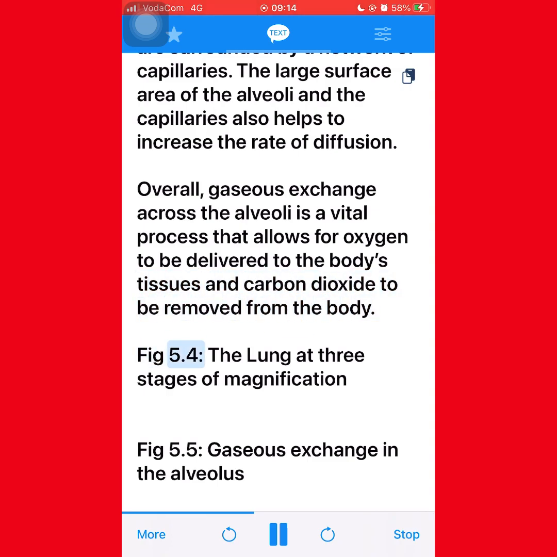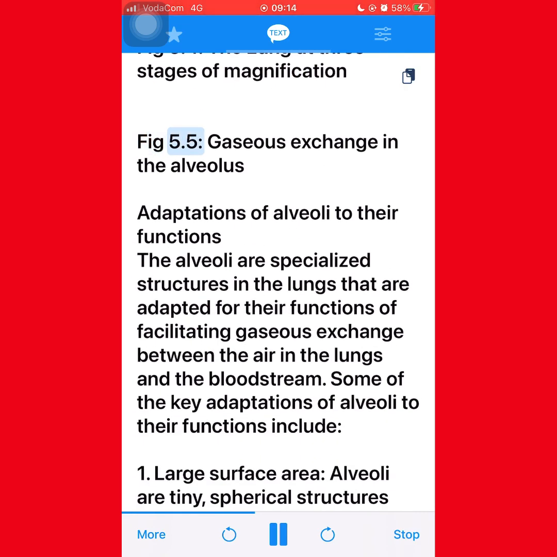Figure 5.4. The lung at 3 stages of magnification. Figure 5.5. Gaseous exchange in the alveolus. Adaptations of alveoli to their functions.